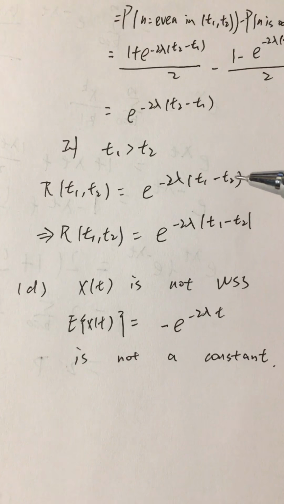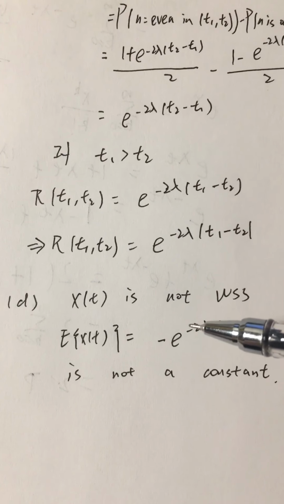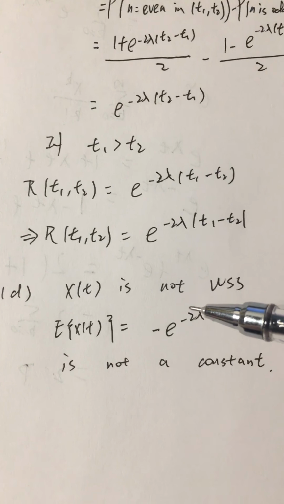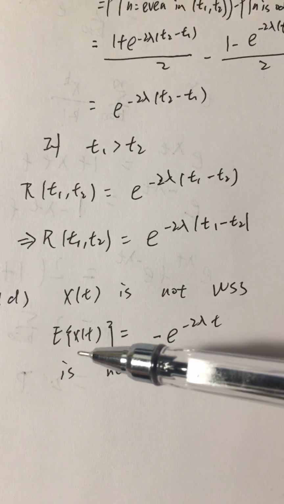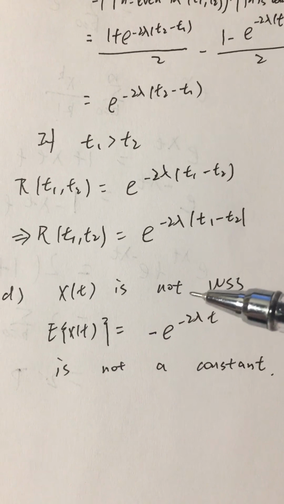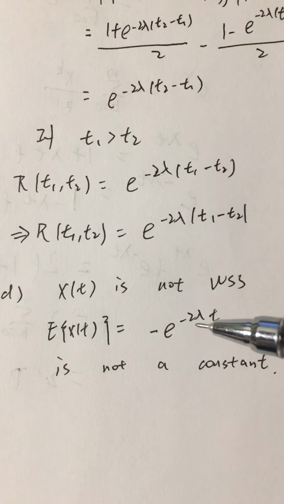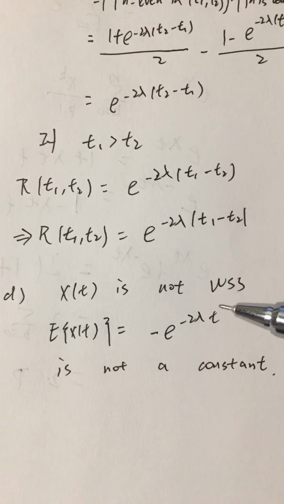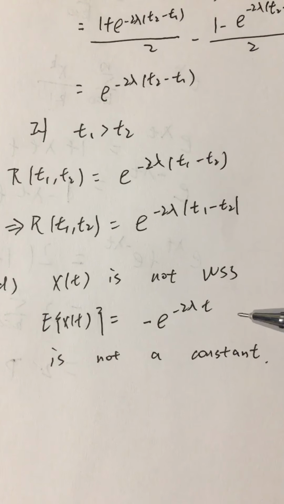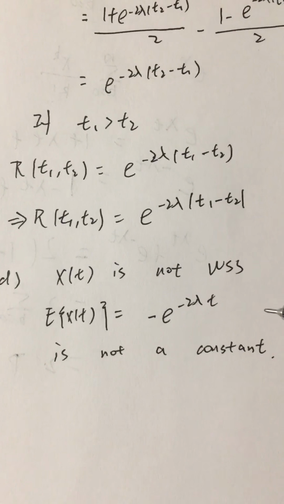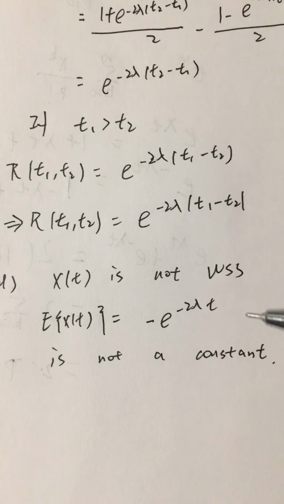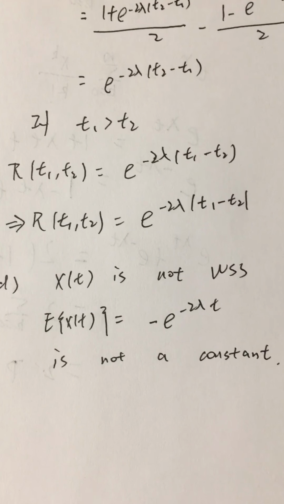And for question D, X(t) is not WSS because the expectation of X(t) equals the negative e to the power minus 2 lambda t, and this is a function of t, not a constant, so X(t) is not WSS.